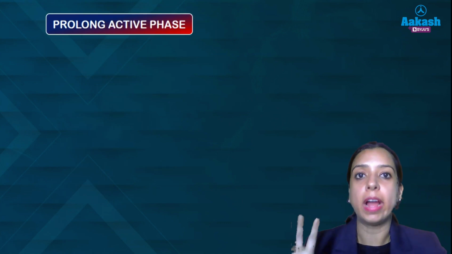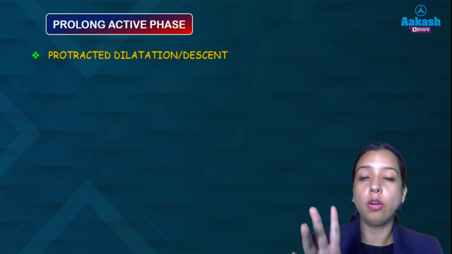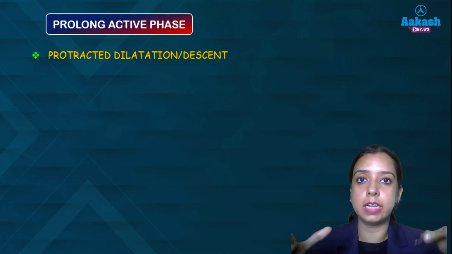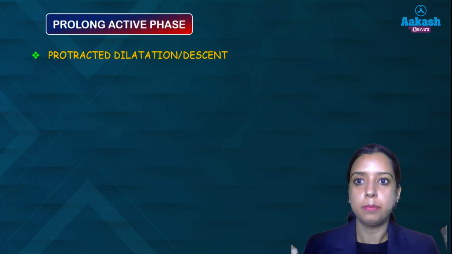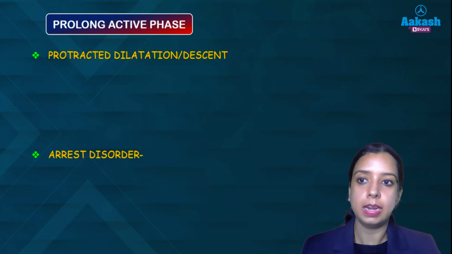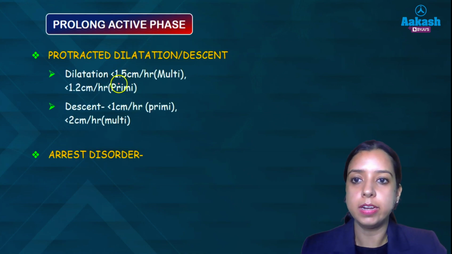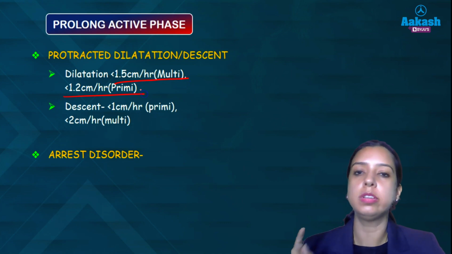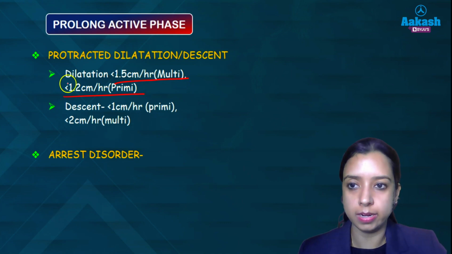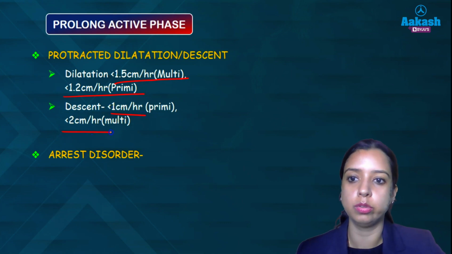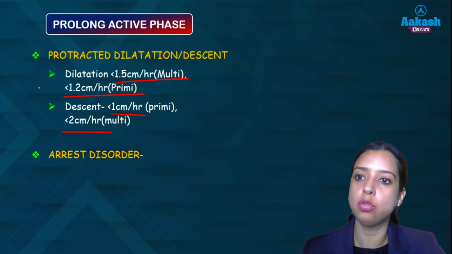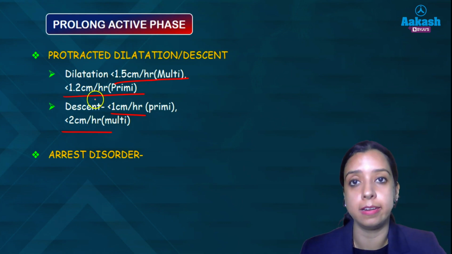Now, if prolonged active phase, first of all the definition. Active phase is the phase where actual descent of the head and the dilatation is occurring. So, it is described in that way only. Protracted dilatation means less than 1.5 cm per hour in multi and less than 1.2 cm in primi. Descent is 1 cm and 2 cm. You have to remember this number. No option. It has been asked in NEET 2019.